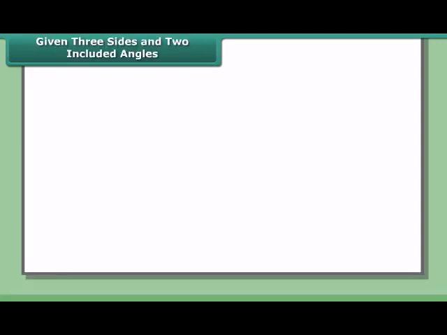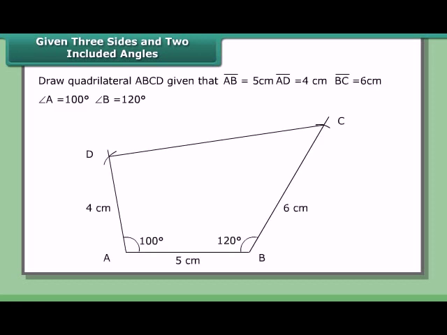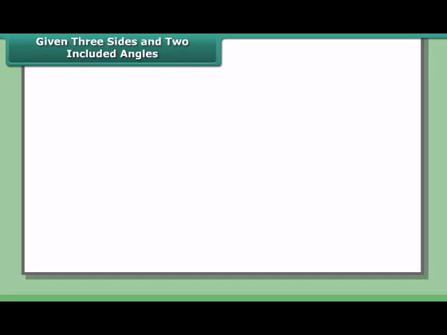Given three sides and the two included angles, draw quadrilateral ABCD. Given that AB is 5 cm, AD is 4 cm, BC is 6 cm, angle A is 100 degrees, angle B is 120 degrees. Steps.